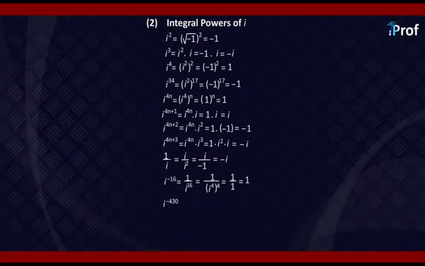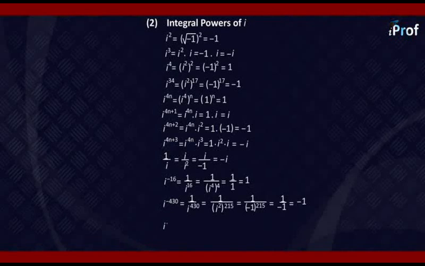Let's take up iota raised to power minus 430. It can be written as 1 upon iota raised to power 430, or 1 upon iota square raised to power 215, and iota square is minus 1, so it becomes minus 1 raised to power 215. 215 is an odd number. Minus 1 raised to power odd number is minus 1. So 1 upon minus 1 becomes minus 1.